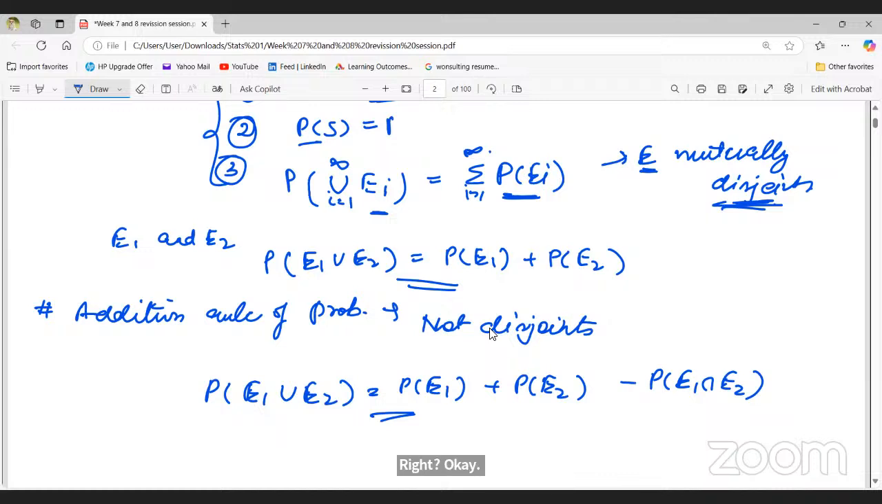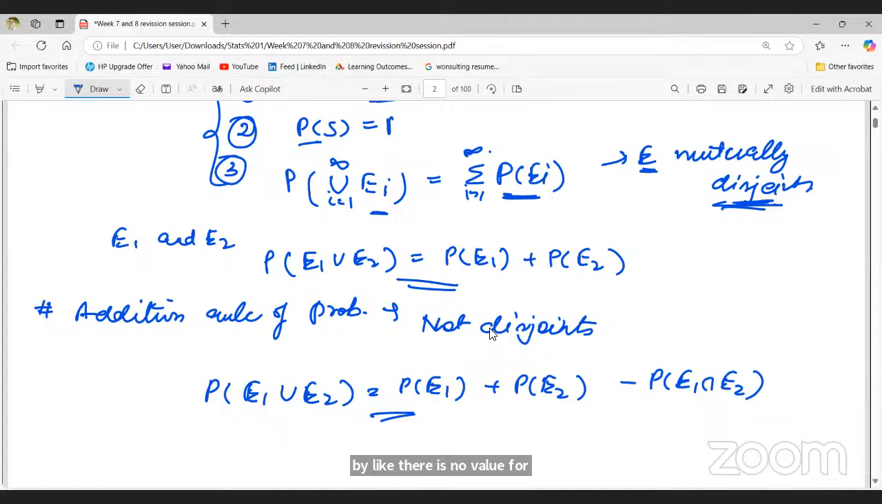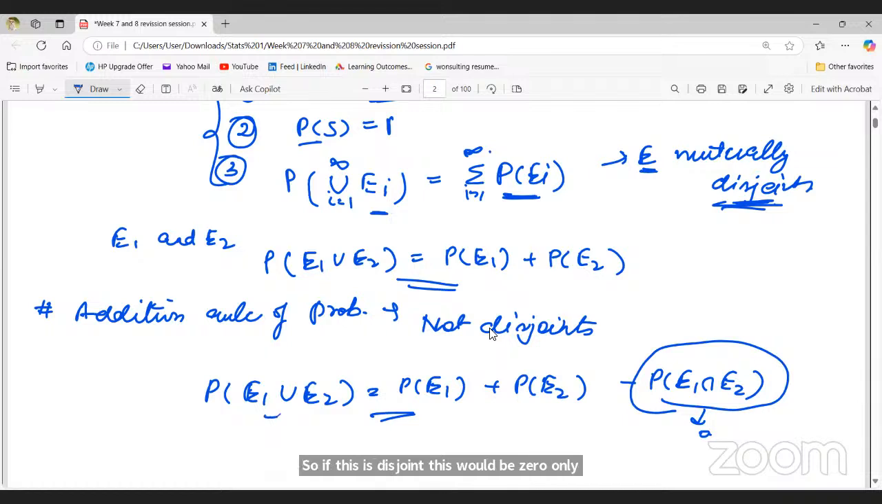Ma'am, this formula could essentially just be used for everything, right? In case of disjoint events, the intersection has no value. If you remember this formula only, then if the events are disjoint, the intersection would be 0 only, so I would get the third axiom. It is derived from this one. Yes, correct.